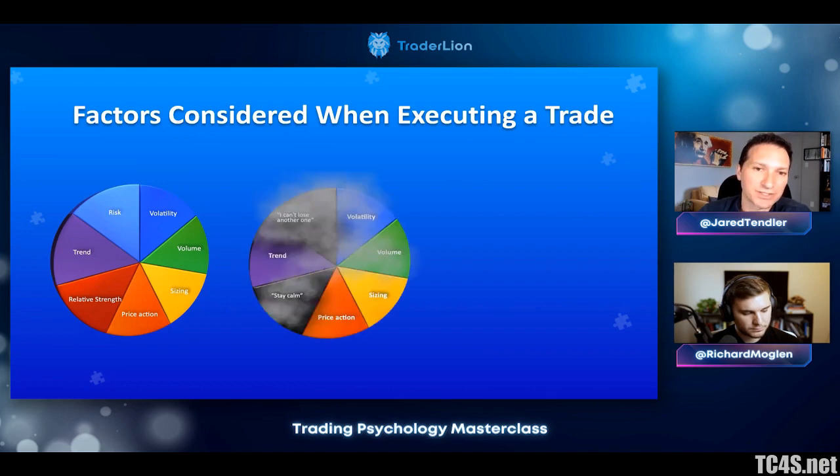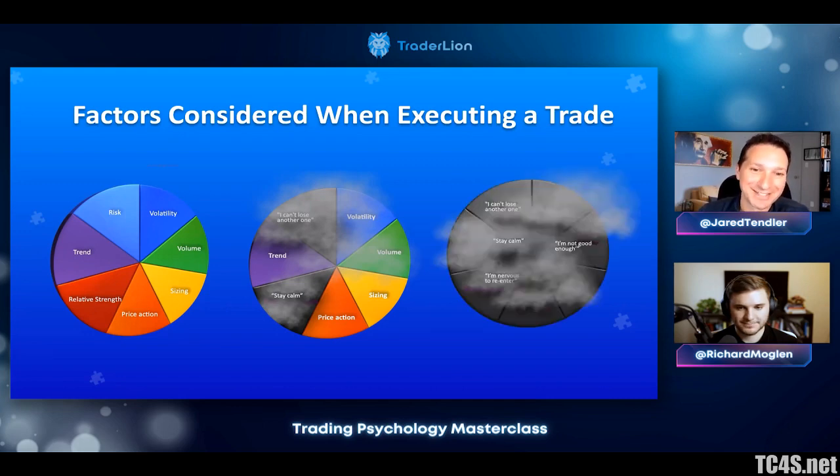But then when your emotions start to get a little bit higher, now you can see that there's a bit of a battle going on, right? So not only have you lost either some consideration or all consideration to a couple of the factors, but now they're being replaced, A, with the correction, and B, with the suboptimal "I can't lose another one, stay calm," right? There's the battle being represented in your mind. And of course, this is what it looks like when things get really bad, right? Now, all those things are gone, and all you're thinking about are things that are completely unrelated to the actual trade that you're looking at, okay?